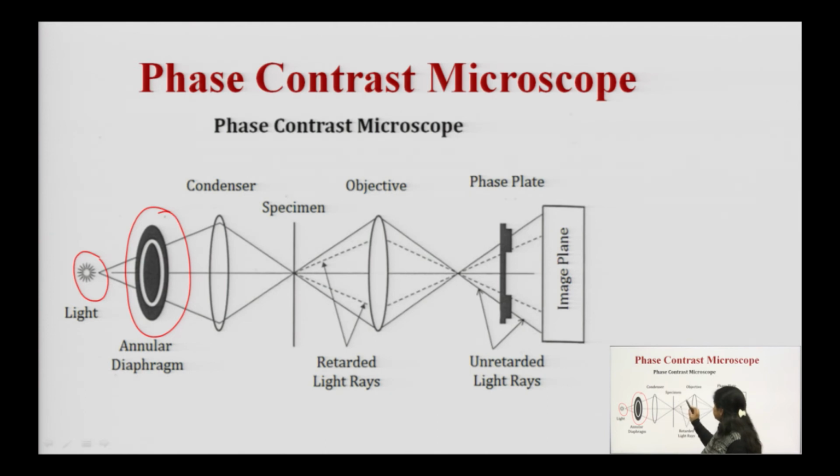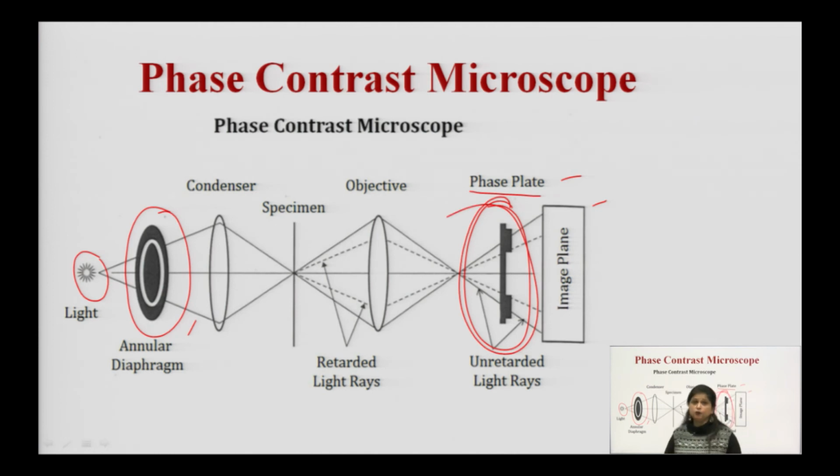Here we place the specimen, here is the objective lens, and the extra attachment is here, that is the phase plate. These two additional plates were added to the normal microscope. One is the annular diaphragm, and the second is the phase plate, attached between the objective lens and the eyepiece. This extra phase contrast plate was able to analyze the changes in refractive index in the diffraction patterns.